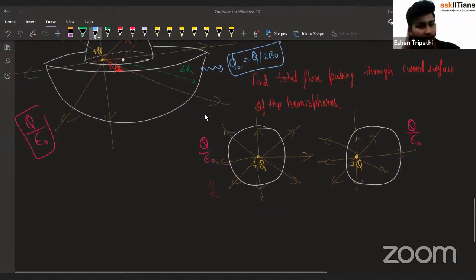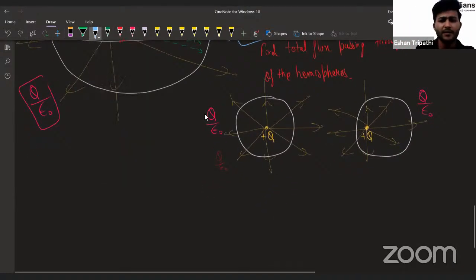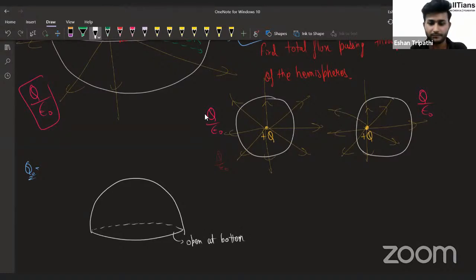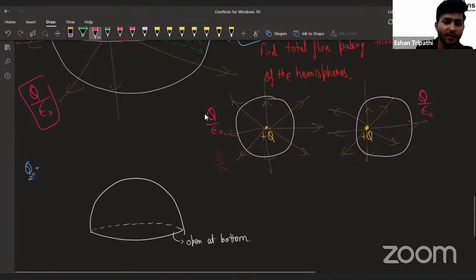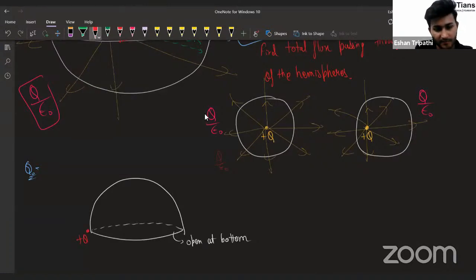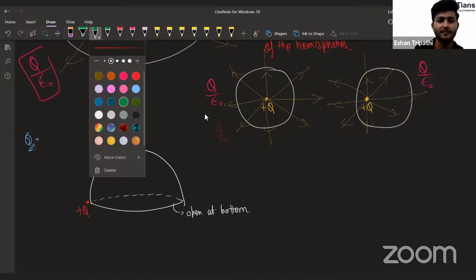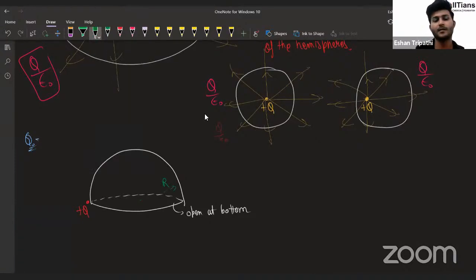Okay. Yes, exactly, Aaron. Can you easily do it for this case also? There's a hemisphere open at the bottom. There's a charge Q placed over here, a point just outside it. It has radius R. So can you find the flux through its curved surface?